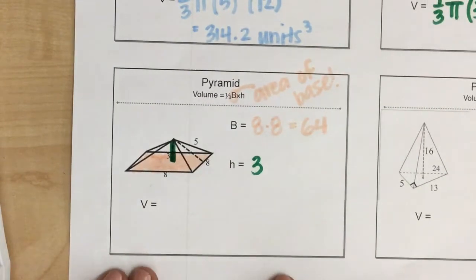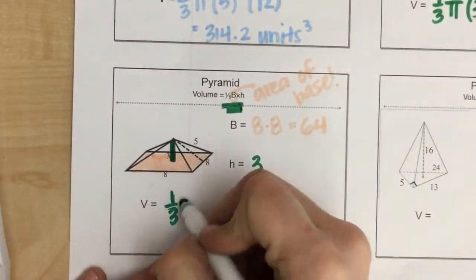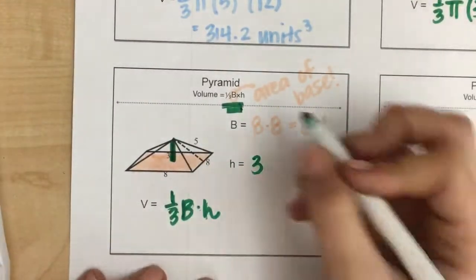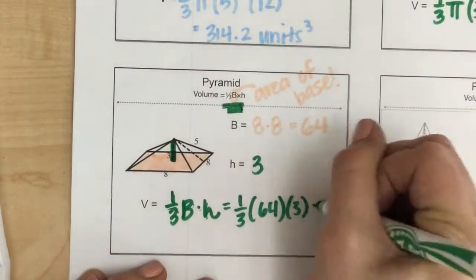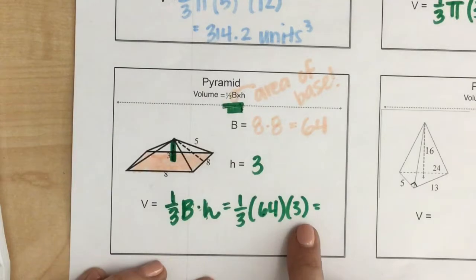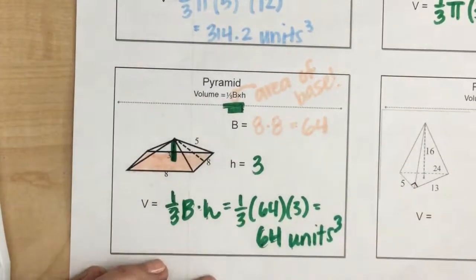Now, an easy mistake to make is to get used to that prism formula and just do b times h, but notice this is a 1/3 b times h. So it's just like that volume formula for a prism, but there's a 1/3 in front. It's 1/3 of the volume. And the 1/3 and the 3 in this case just cancel out, so we end up with 64 units cubed.